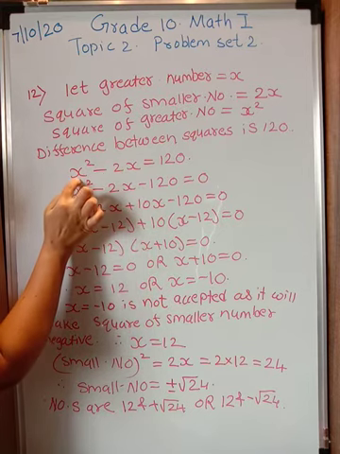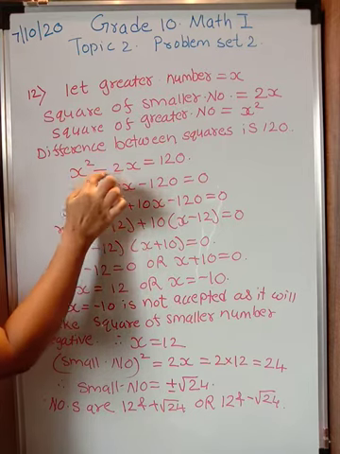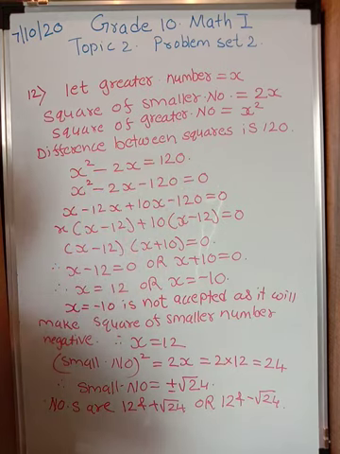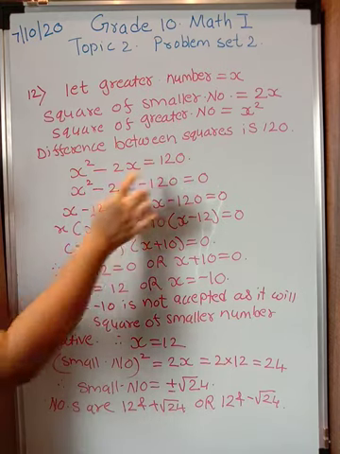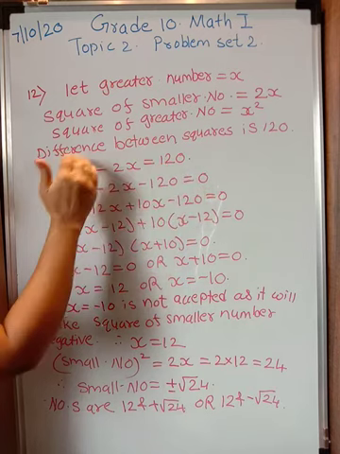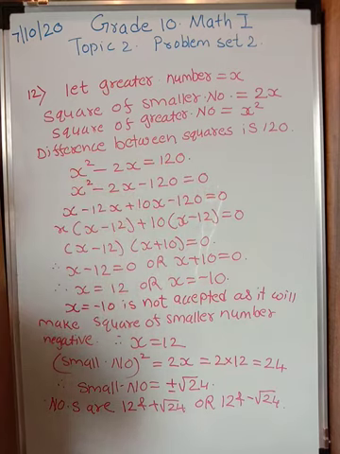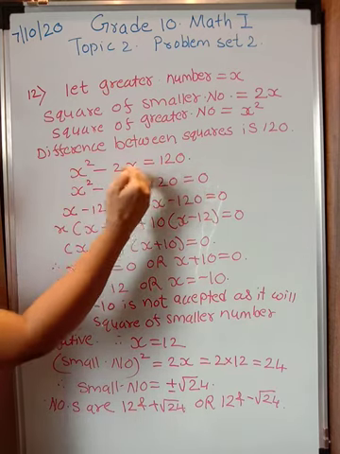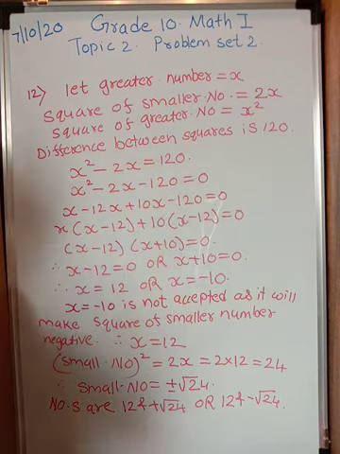So I am writing x square first. So x square minus 2x will be equal to 120. Because the difference is positive, that means obviously the greater number should be written first. So x square minus 2x, shifting this over here, minus 120 is equal to 0.